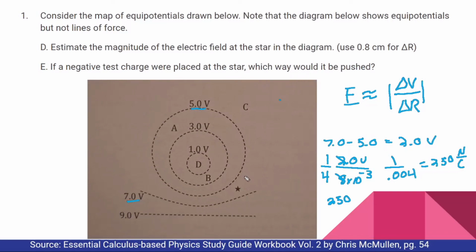If a negative test charge were to be placed at the star, which way would it be pushed? Well, we know that field lines are the path that a positive test charge would take, going from a high electric potential to a low electric potential. So if the test charge was negative, it would instead go the opposite way, from a low electric potential to a higher one. Therefore, it would go out and away from this point-like charge.